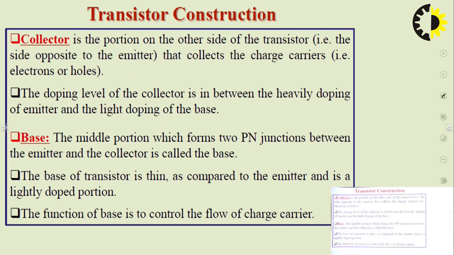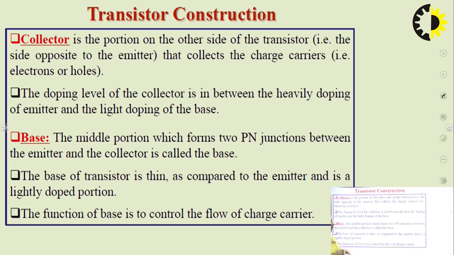Collector terminal is the portion on the other side of the transistor, which collects the charge carriers, that is either electrons or holes. The doping level of the collector is also heavy, but it is slightly lesser than the emitter terminal, and it is much higher doping as compared to the base terminal.